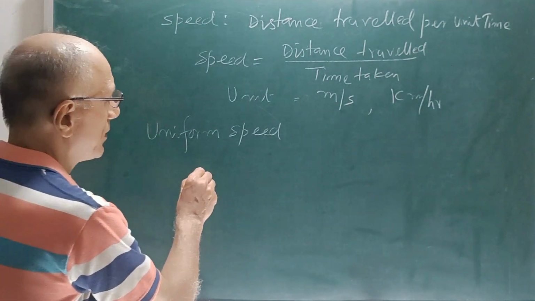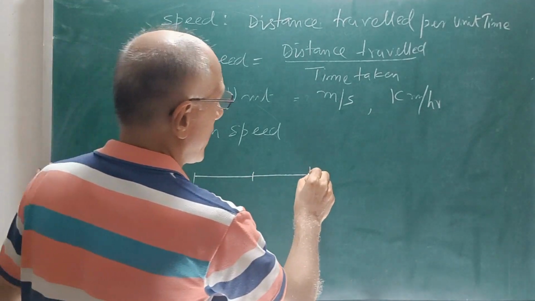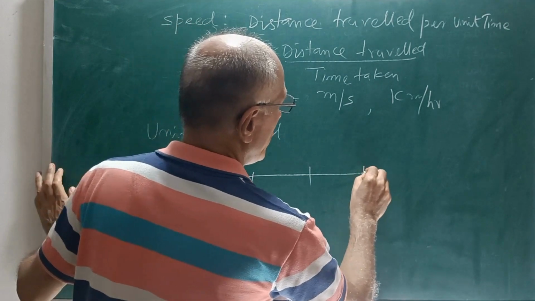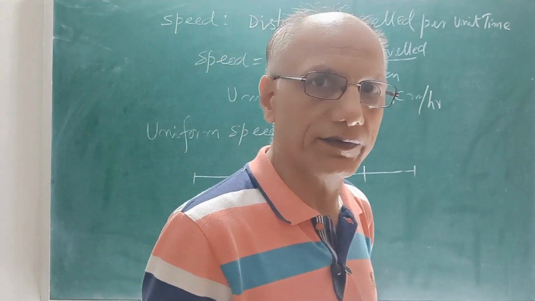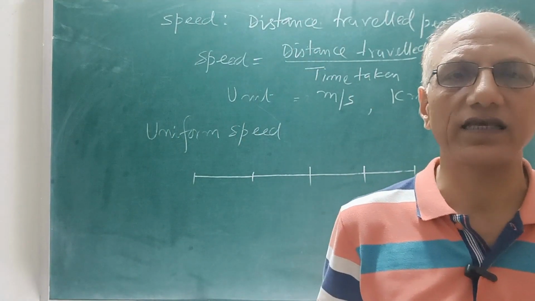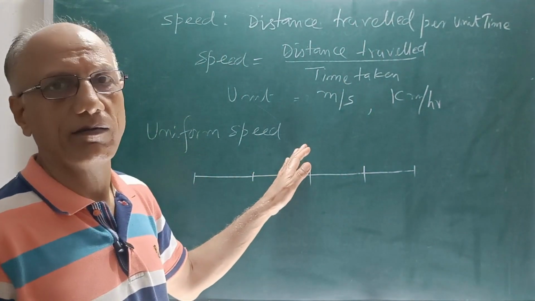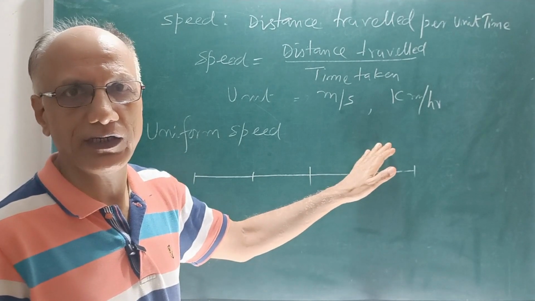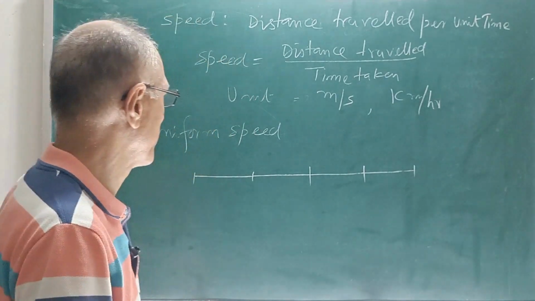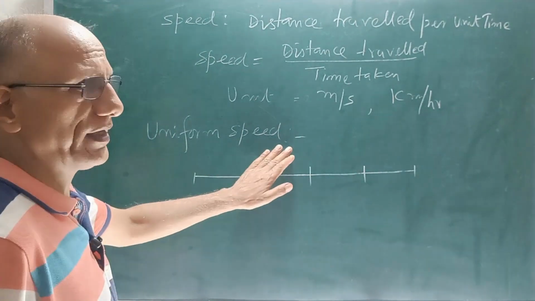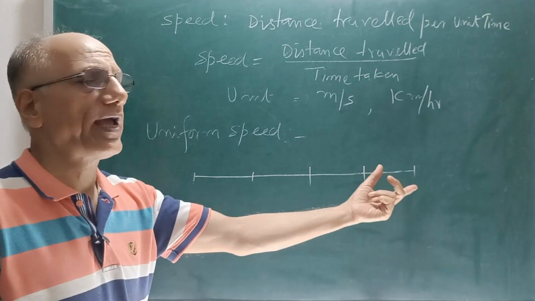because you are moving the same distance in equal intervals of time. So uniform speed may be defined as: when a body covers equal distance in equal intervals of time, then the speed of the body is said to be uniform speed, and the motion of the body is called uniform motion. So uniform speed means equal distance in equal intervals of time.